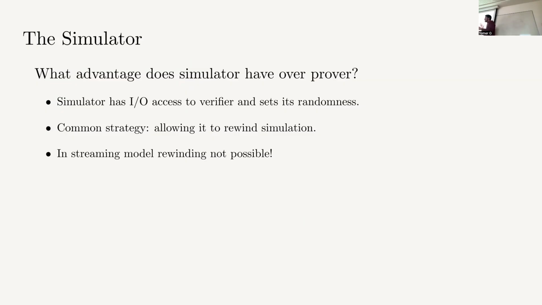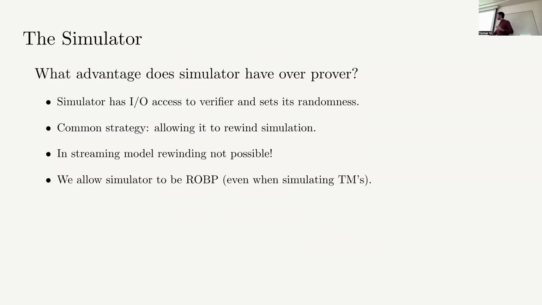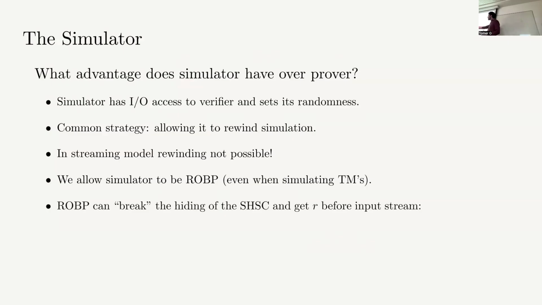So in order to circumvent that, in our model, we allow the simulator to be a read once branching program. Now, I made a whole slide about what the read once branching program is, but unfortunately there's no time. So I'm just going to say that it's a non-uniform model of computation, but it's well studied. And it basically captures the limitations that a small space streaming Turing machine has, but it also has that extra oomph that we need, and I'll in a moment talk about what it is. So we show that the read once branching program simulator can actually break the hiding of the commitment and then get the value R before the input stream and thus compute P of R.